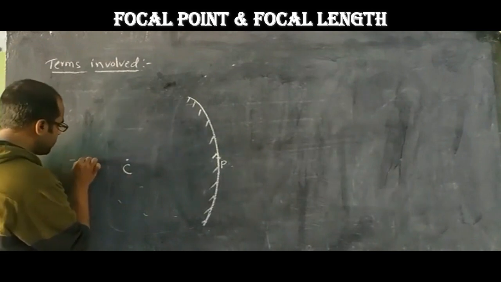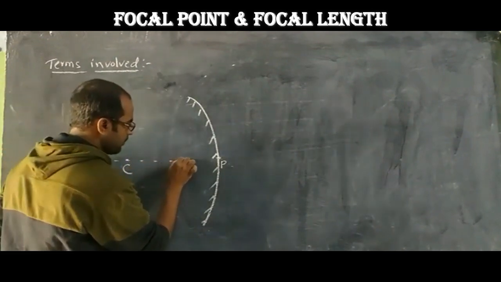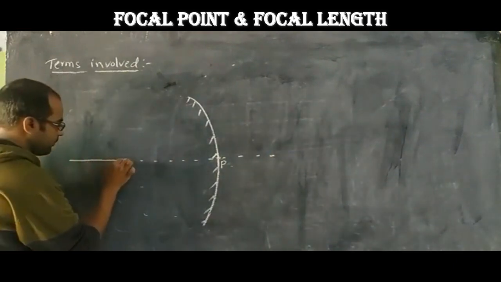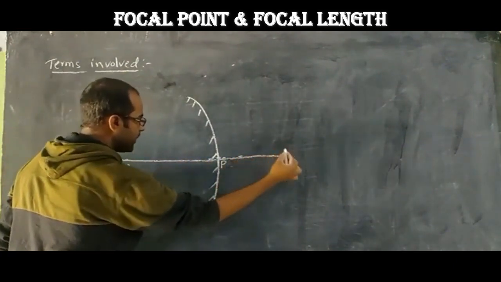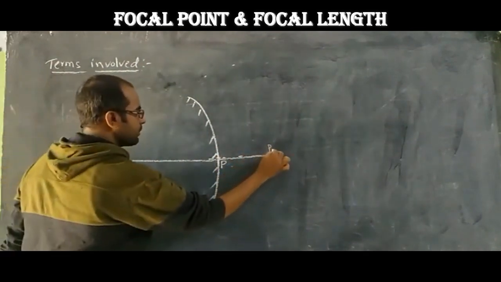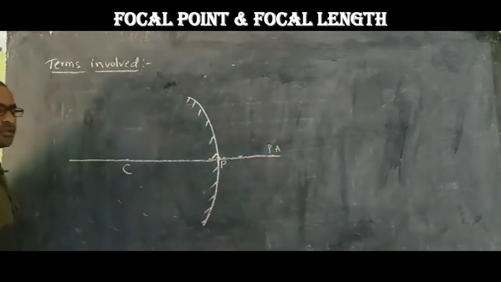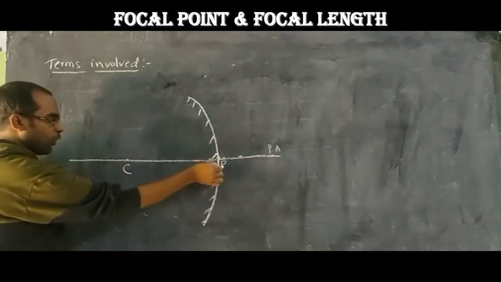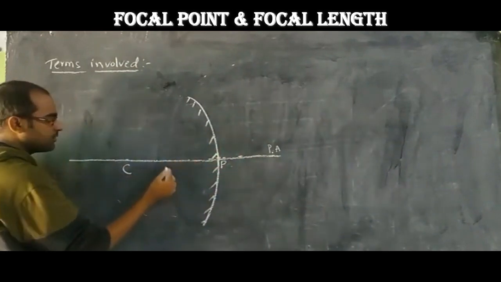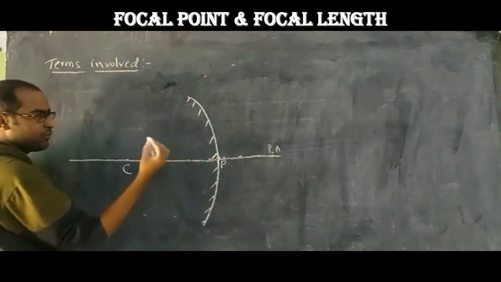Let us join the line which is passing through the pole and center of curvature. The line joining the pole and center of curvature is called the principal axis. Pole, center of curvature, principal axis, and next here it will be focus.